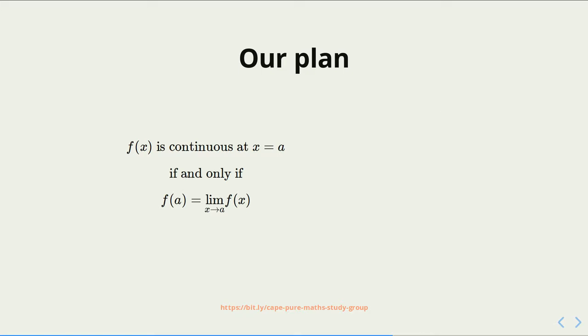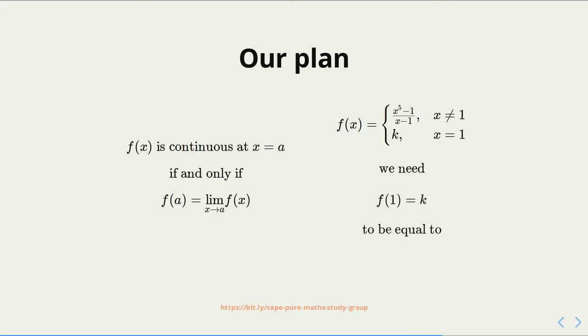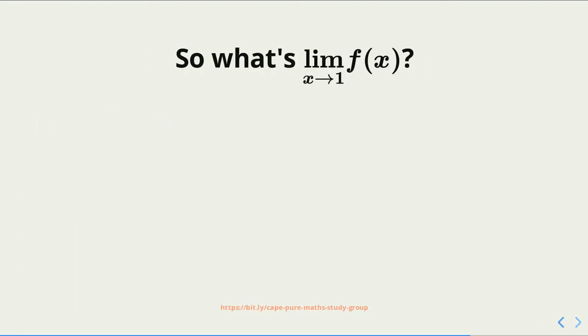Hence, for the function we are given to be continuous at the point x equal 1, we need f of 1, which is equal to k, to be equal to the limit of f of x as x tends to 1. Okay, so what's the limit of f of x as x tends to 1? Well, as x tends to 1, we'd be considering values of x as x approaches 1 from below or above, but never when it is equal to 1.